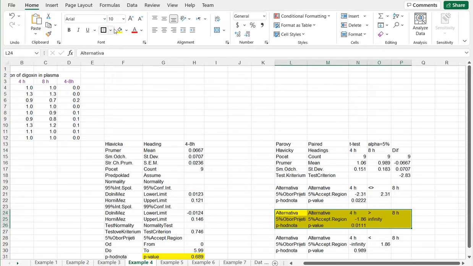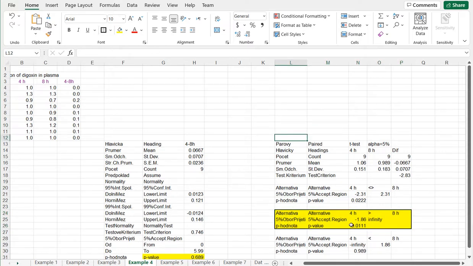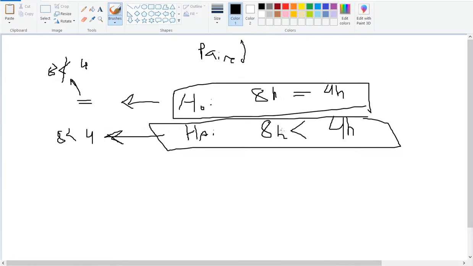So we're looking at this box over here to get our answer, and the p-value is 0.01. What does that mean? Yes, that means that the p-value is less than 0.05. That means we reject the null hypothesis and we take the alternative in its place. The alternative is that 8 hours is indeed less than 4 hours. So the level of the drug after 8 hours is indeed less than at 4 hours, and this is the conclusion that you state with a 95% level of confidence.